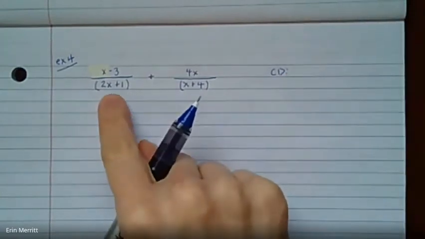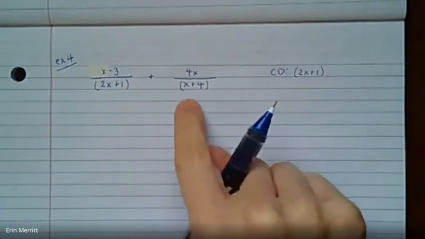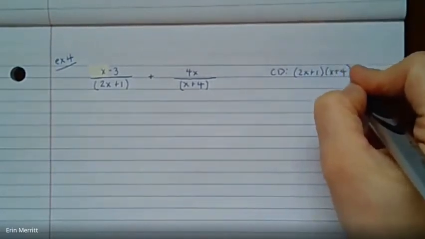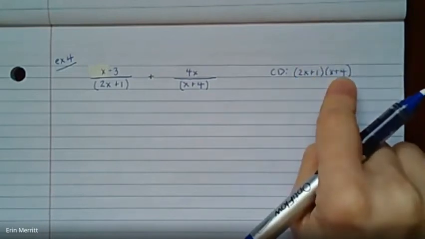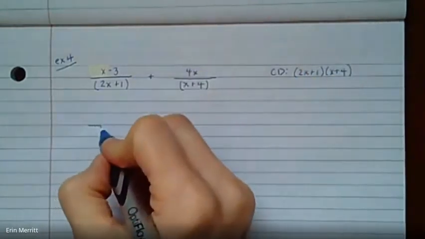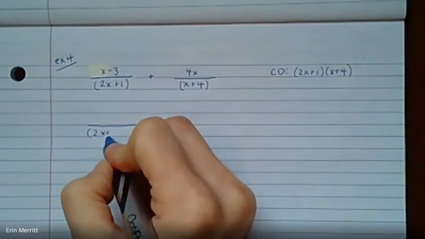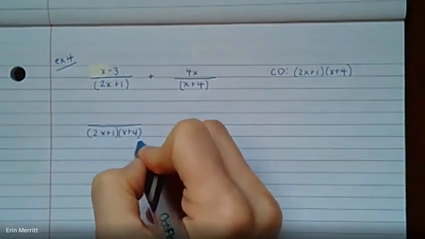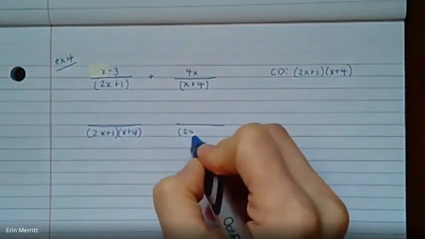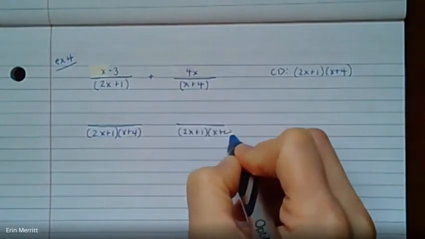So when I go to pick out my common denominator, it has to have this factor of 2x plus 1. And then it also needs to have this factor of x plus 4. So we just multiply them together to create the common denominator. All right, set it up. 2x plus 1 times x plus 4. Same thing here. 2x plus 1 times x plus 4.